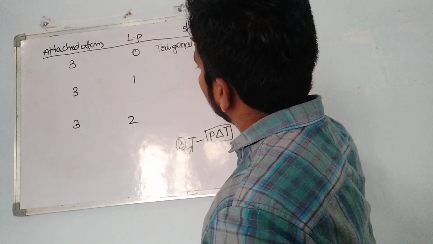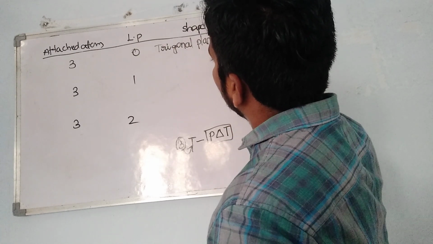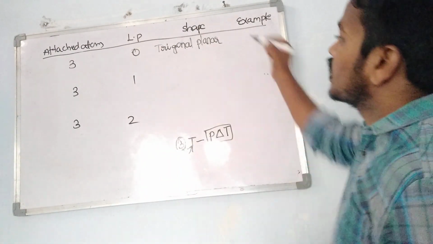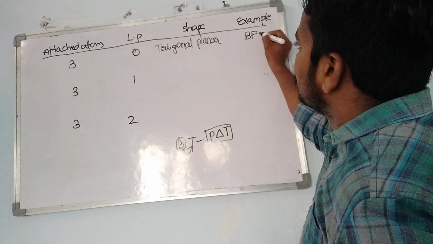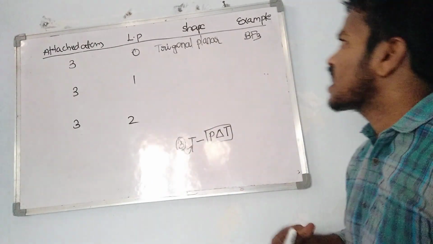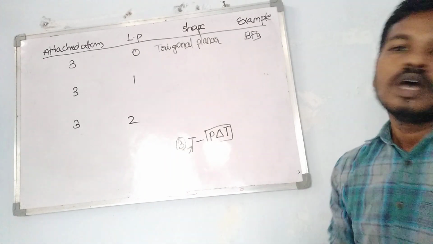First is trigonal planar. P stands for trigonal planar. Example BF3 with 0 lone pairs. There are 3 valence electrons, and all 3 participate in bonding with the 3 fluorine atoms.